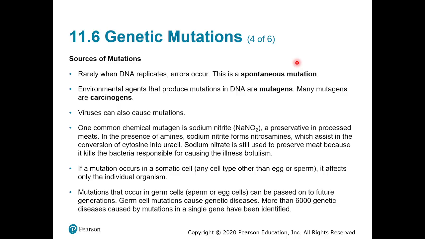But if you replicate 4 million base pairs, then you actually are assured errors, aren't you? Yeah. So you have to have incredible accuracy to never get any errors. And unfortunately, that's just, well, fortunately and unfortunately, how evolution would occur. So we do get errors, spontaneous mutations. Environmental agents can produce mutations in DNA. These are going to be mutagens. Many mutagens are actually what we refer to as carcinogens.